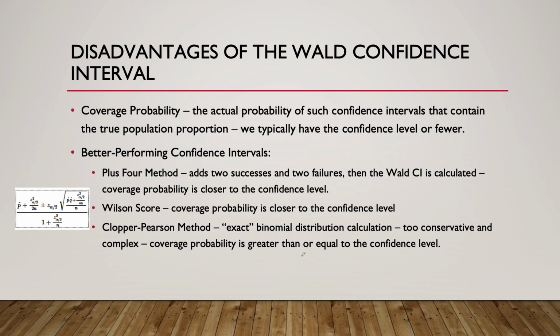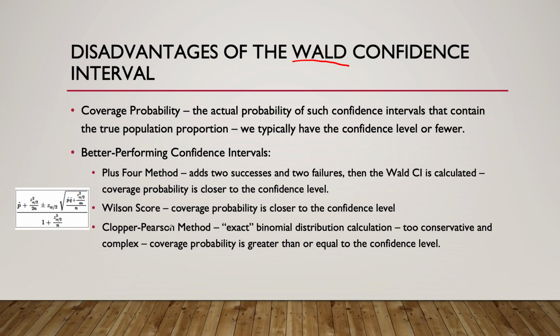The disadvantage to this confidence interval, which is referred to as a Wald confidence interval, that's just the name given to it, is coverage probability, the actual probability that such confidence intervals contain the true population proportion. We typically have a confidence level of fewer.